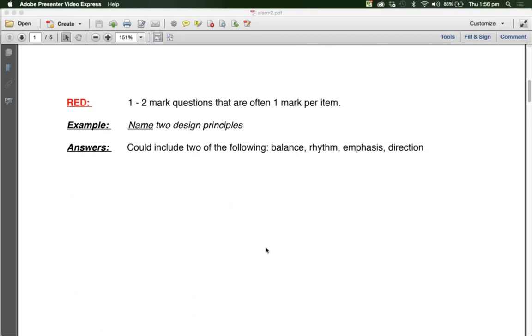So to give you an example, here's a red-based concept. We have a 1 to 2 mark question, often 1 mark per item. Here's the example, name 2 design principles. So it's pretty simple, could include 2 of the following: balance, rhythm, emphasis, direction. That's year 11 stuff, by the way. You should sort of know this.